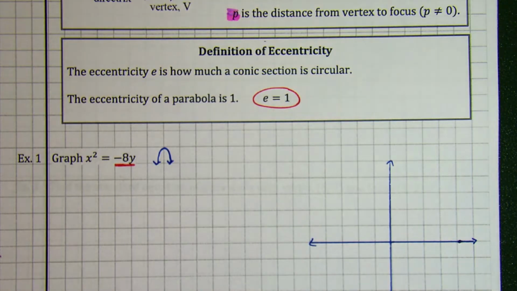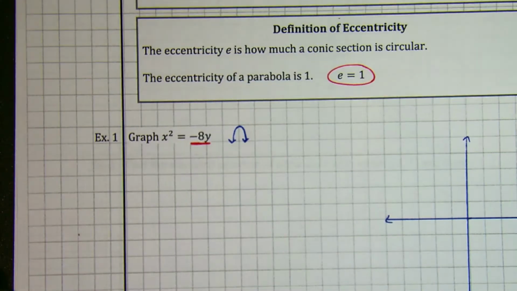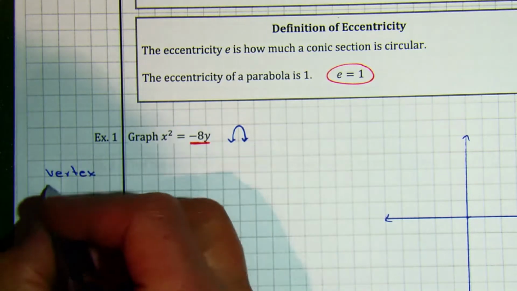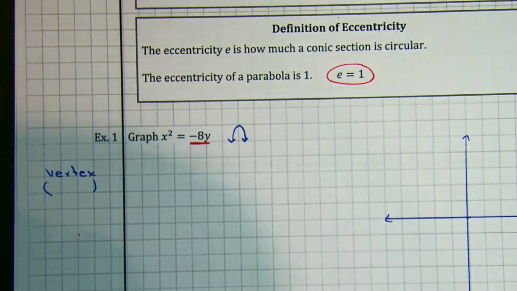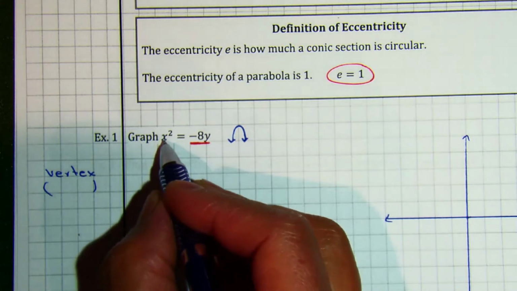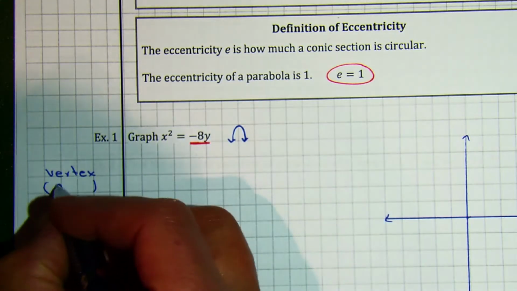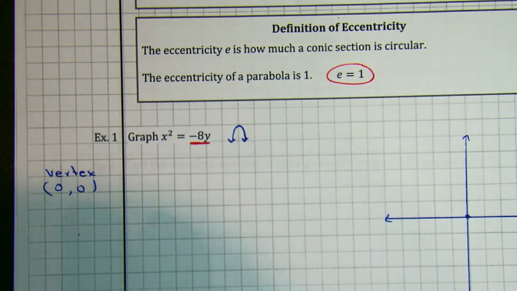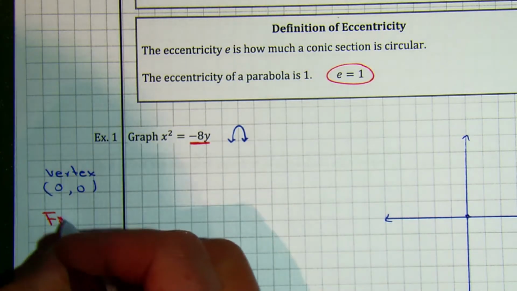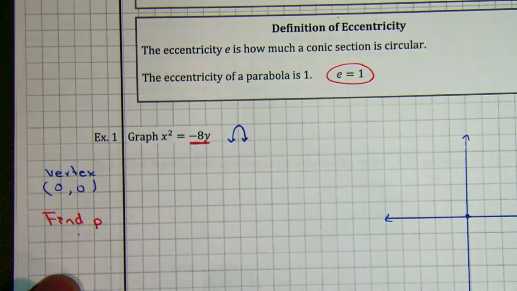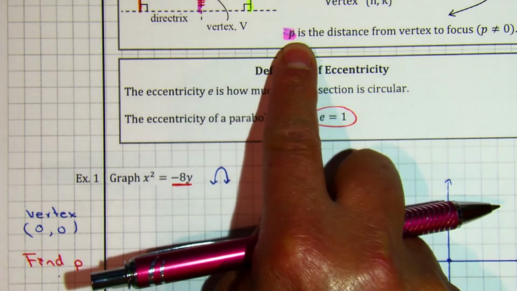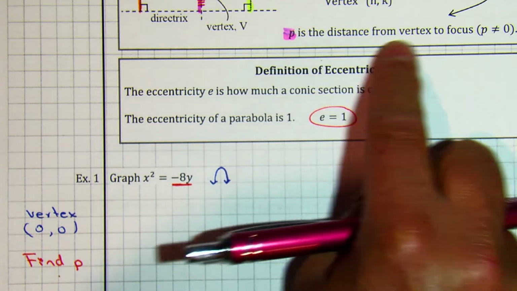And now I need to find the vertex. So let's go and find the vertex on the left-hand side. My vertex is going to be my h and k. In this case, my h will be 0 and my k will be 0. So 0, 0. Next, I need to find the value of p, because p is going to be the distance from your vertex to your focus.